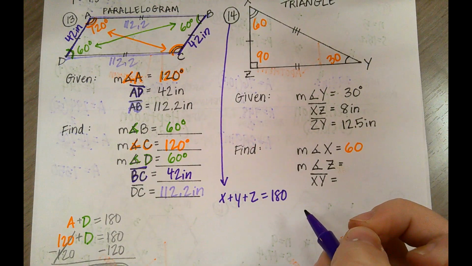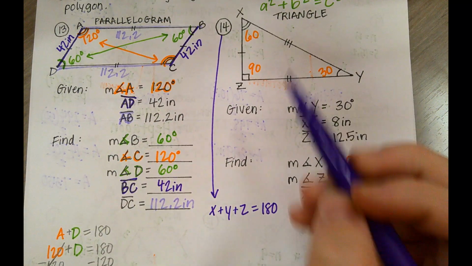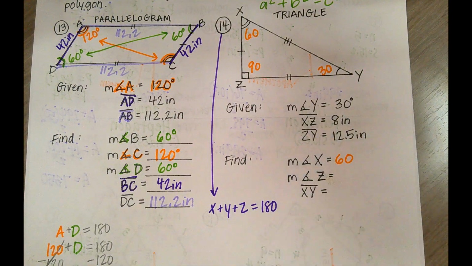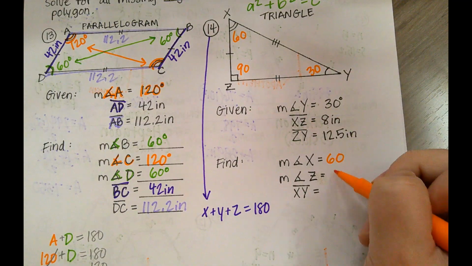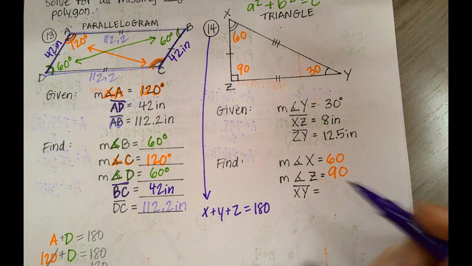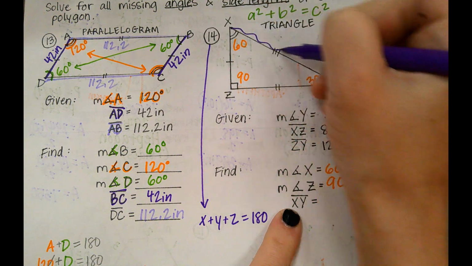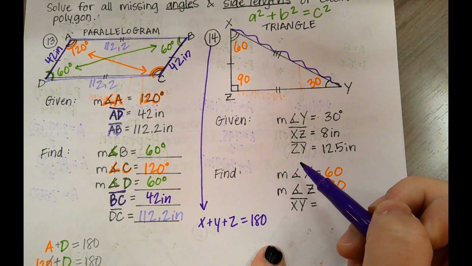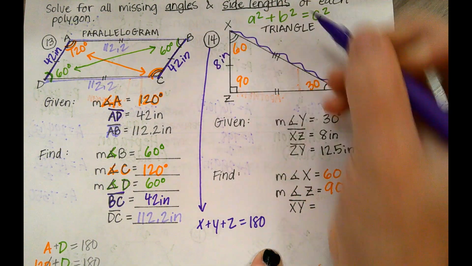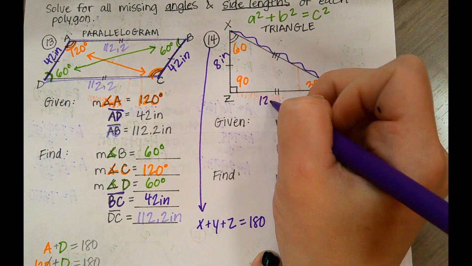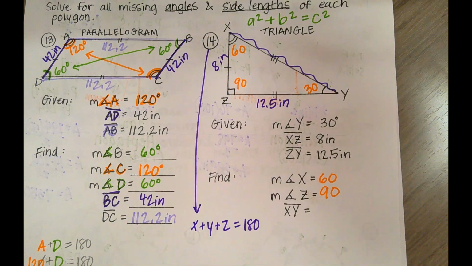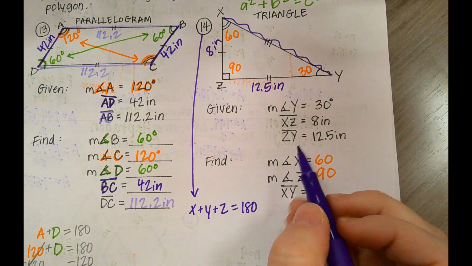The Pythagorean theorem. Oh, that's going to be for the next part, isn't it? To find our missing side. Okay, now real quick, I forgot to write my angle Z was 90. Okay, and now we're moving on to our side lengths. We need to find XY. I know that XZ is 8 inches. I know that ZY is 12.5 inches. So Dustin, you go ahead and finish that for me. What equation do I set up to solve for XY?